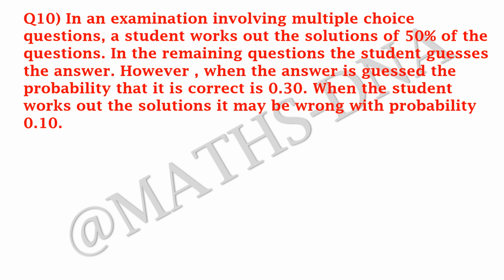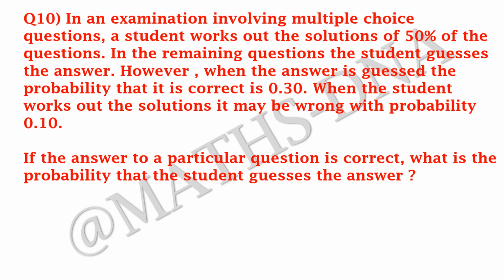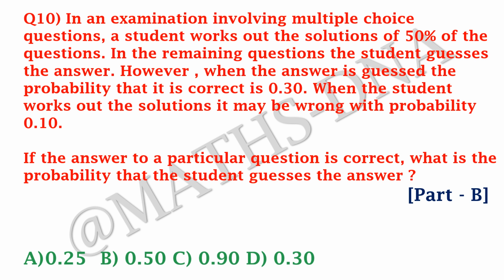In an examination involving multiple choice questions, a student works out the solutions of 50% of the questions. In the remaining questions, the student guesses the answer. However, when the answer is guessed, the probability that it is correct is 0.3. When the student works out the solution, it may be wrong with probability 0.10. If the answer to a particular question is correct, what is the probability that the student guesses the answer? And the options are A 0.25, B 0.50, C 0.90, and D 0.30.